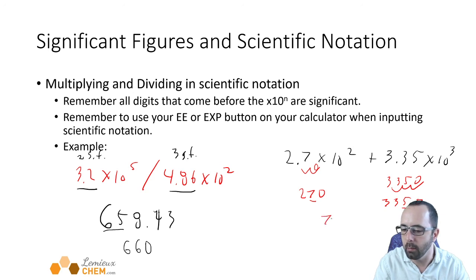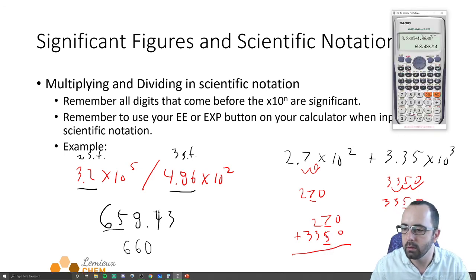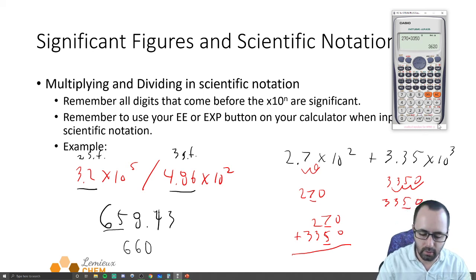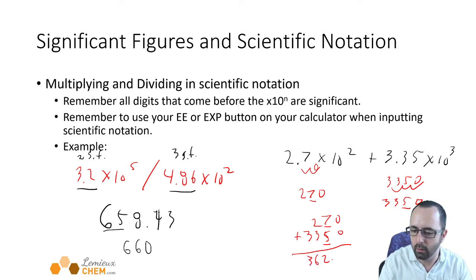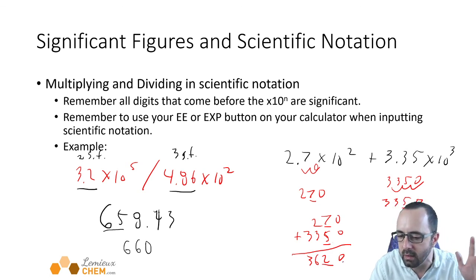So then we want to add them. 270 plus 3350. So notice how we line them up. And the last sig fig here is 7. For this one, it's 5. Now we can punch it into our calculator. 270 plus 3350. And our calculator gives us 3620. And the last sig fig is a 2. And we don't have to round. This 0 is not significant.